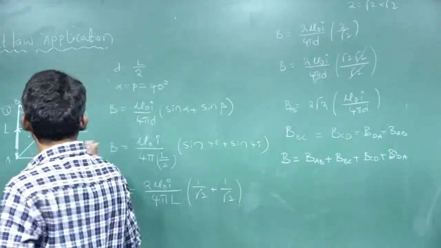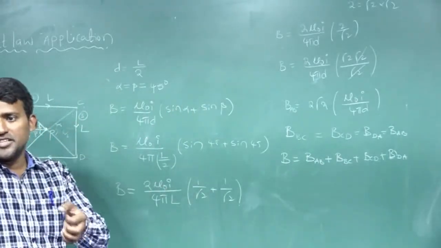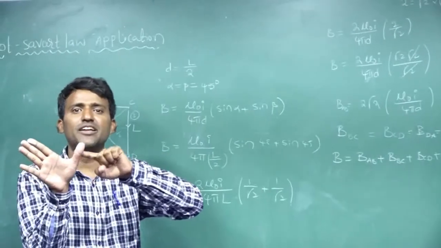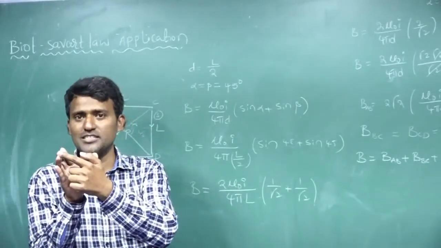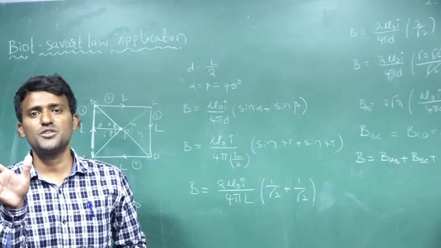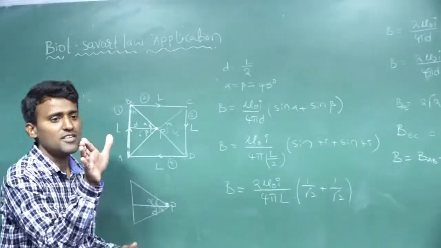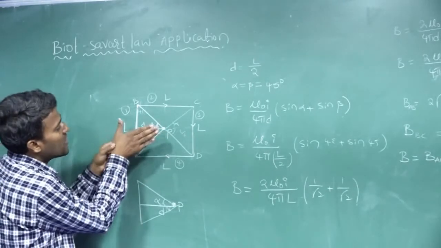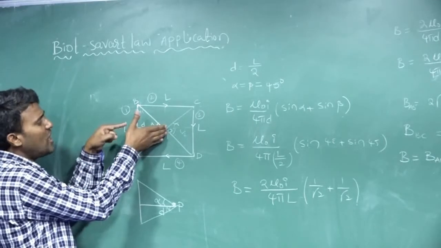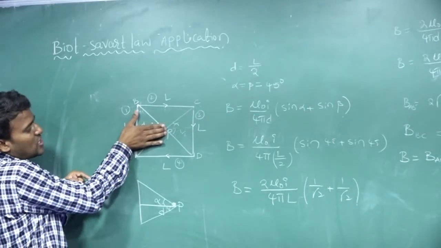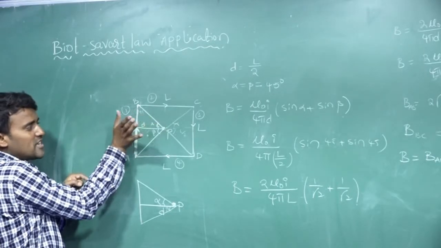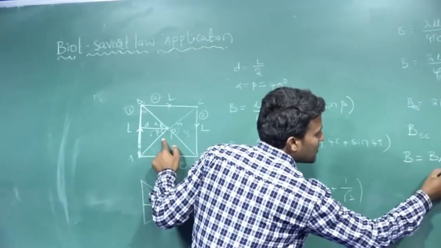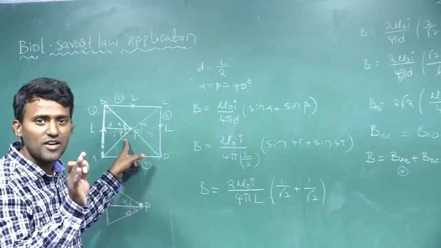By using the right hand thumb rule again. Right hand thumb rule means the thumb indicates the direction of the current, and the tips of the fingers indicate the magnetic field direction. See here, where I have to calculate at the point P, the tips of the fingers I have to place at the point P, and the thumb indicates the current direction like this. Now, is the magnetic field inside or outside? It is inside. A cross symbol is nothing but the magnetic field going inside.